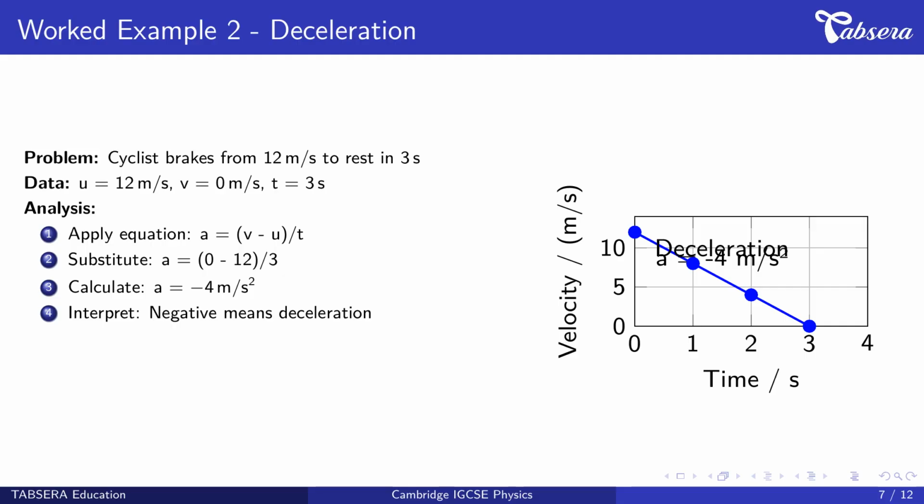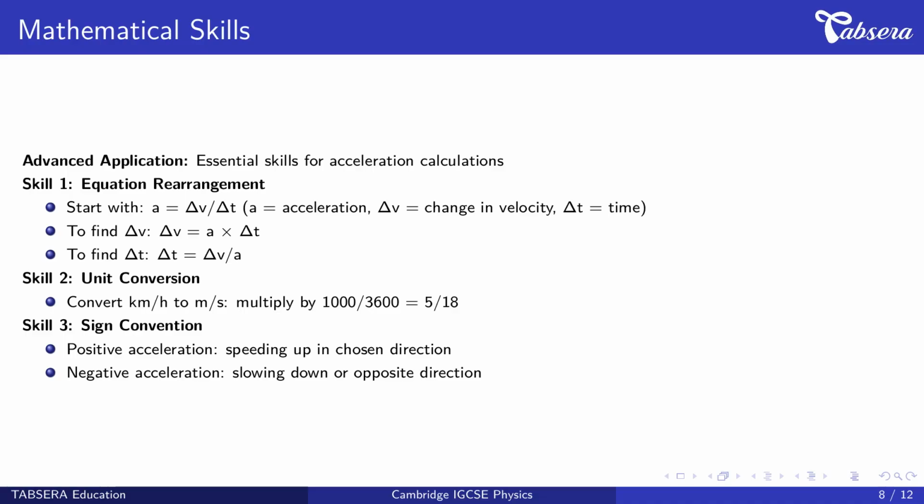The graph shows this as a straight line with negative gradient, starting at 12 meters per second and ending at 0. The gradient equals negative 4 meters per second squared, confirming our calculation. Mathematical skills are crucial in physics calculations. Let's examine 3 key skills for acceleration problems.